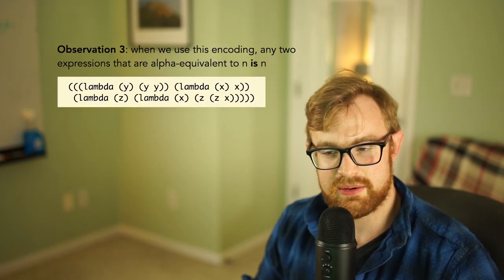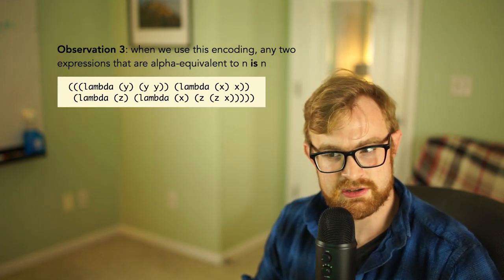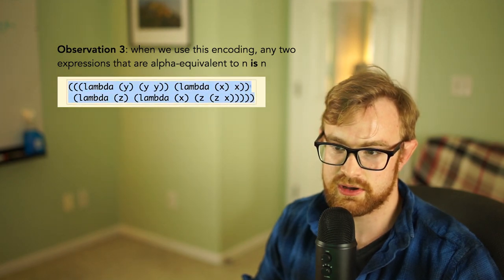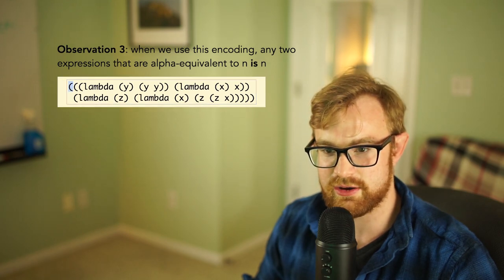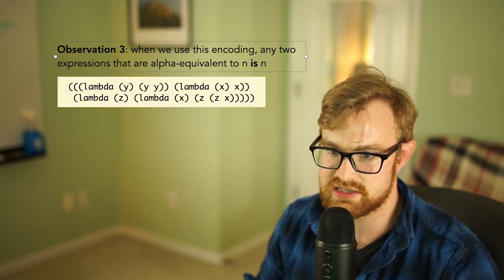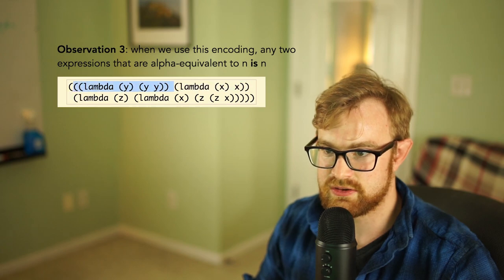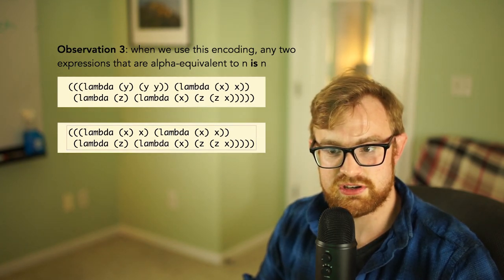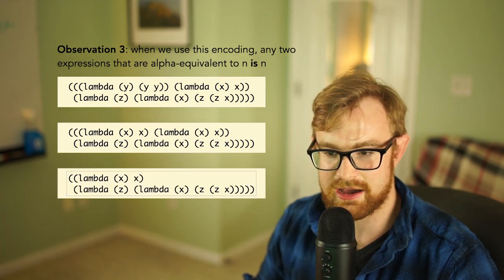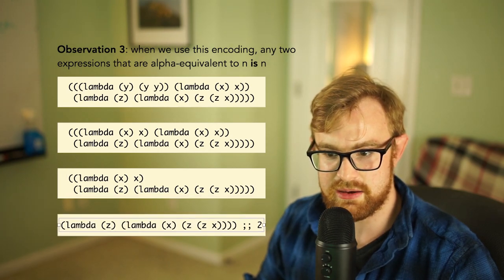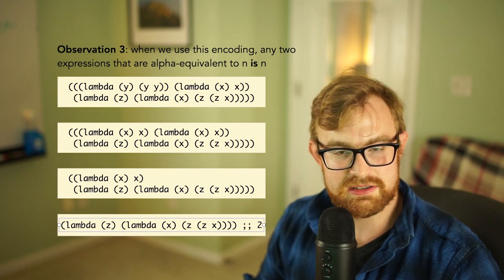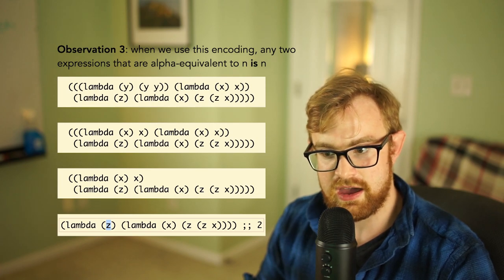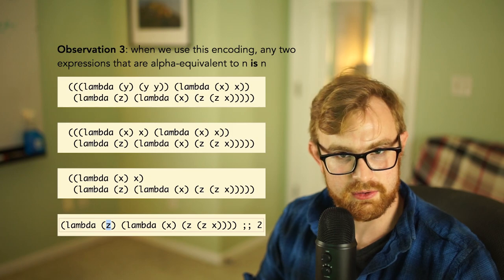All right. So the next observation is that when we use this encoding, any two expressions that end up being alpha equivalent in their beta normal forms are equivalent. So even though this doesn't look quite like the number 2, let's see precisely why this is going to result in the number 2. So this is a big lambda calculus expression. Let's just start doing some reduction to it. So I can reduce this first redex right here. I can apply this function to this argument right here, and I can reduce that. And I get lambda x, x applied to this entire argument right here, which I can then reduce further to just lambda x, x, the identity function, which I can then reduce further to lambda z, lambda x, z of z of x. And this is alpha equivalent to the number 2 encoded in this Church encoding, because remember, that would just be lambda f, lambda x, f of f of x. So even though it's a z here, it's equivalent up to alpha renaming.